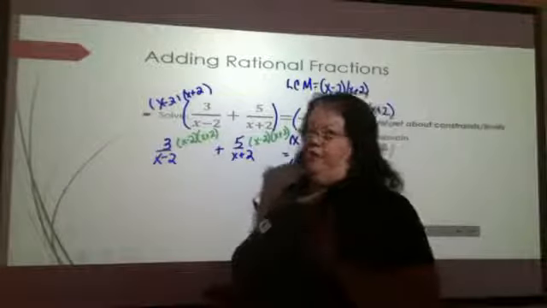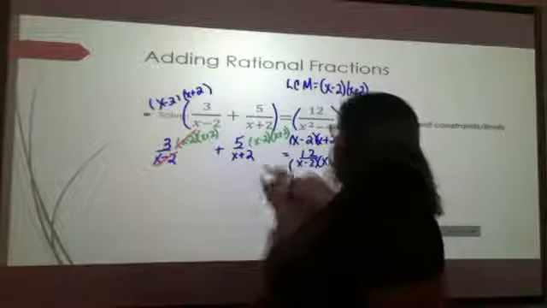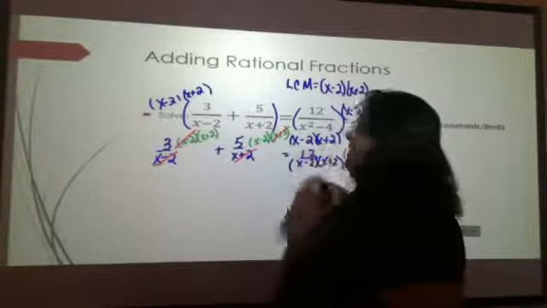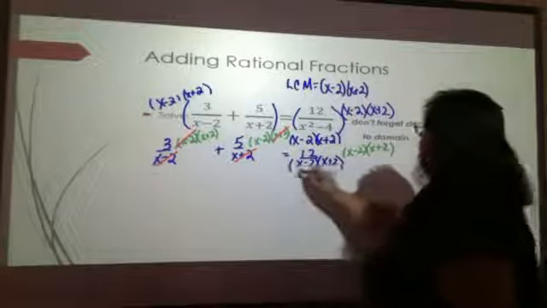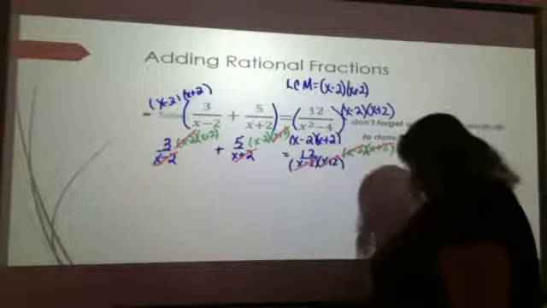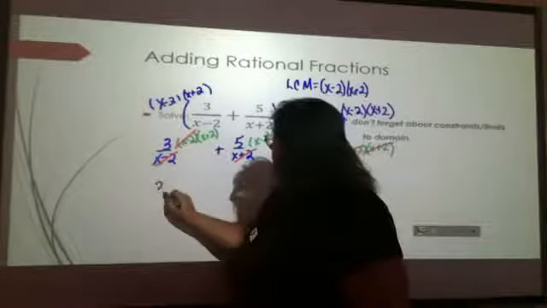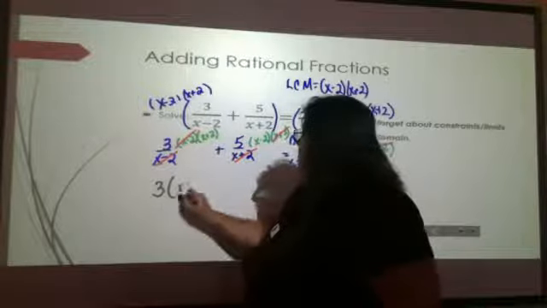All right, let's go through and see what cancels. This is my favorite part. So x minus 2 cancels with x minus 2. X plus 2 cancels with x plus 2. X minus 2 cancels. X plus 2 cancels. So let's see what we have left. Here we have a 3, and we have x plus 2.